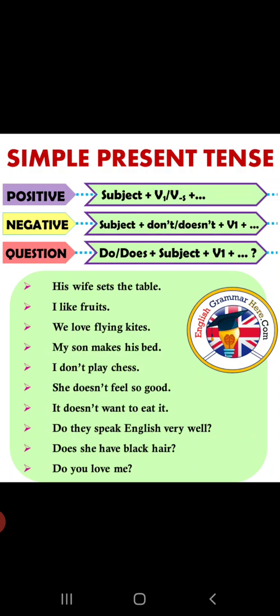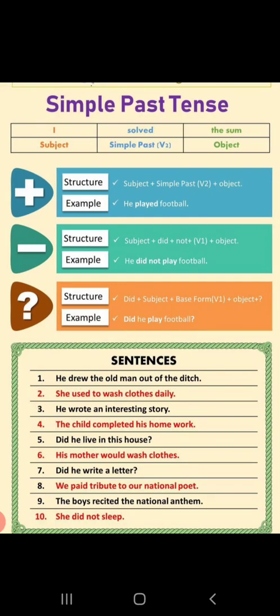Have a look at these examples. The second last one, does she have black hair? Now she is the singular subject, that's why we have used does here. All right. See the negative, she doesn't feel so good. She is the singular subject, that's why we use does not here, and after using does not we use the first form of the verb, feel. Okay, now move on to the next one, that is simple past tense.